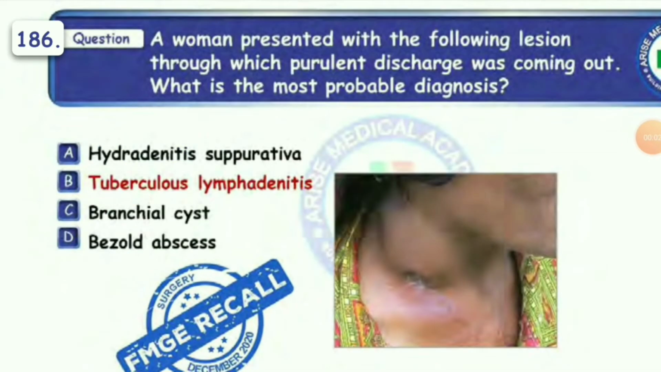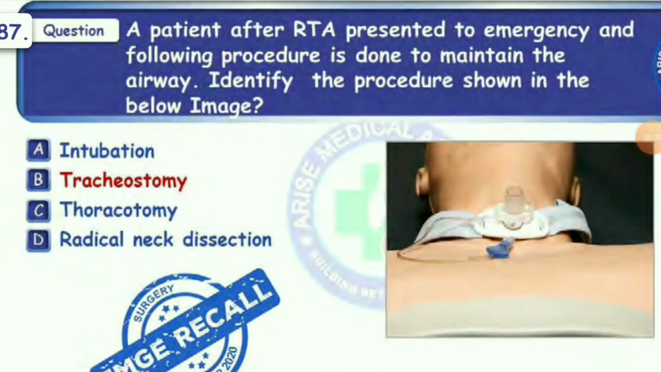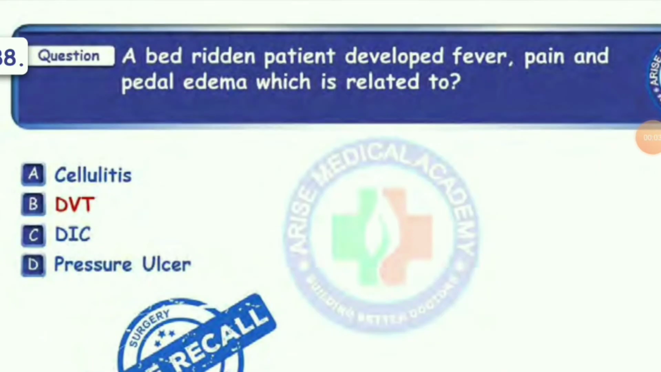Next question, a woman presented with the following lesions through which purulent discharge was coming out. What is the most probable diagnosis? The answer is tuberculous lymphadenitis. Next question, a patient after RTA presented to the emergency and the following procedure is done to maintain the airway. Identify the procedure shown in the image. The answer is tracheostomy. Next question, a bedridden patient developed fever, pain and pedal edema, which is related to. The answer is DVT, deep vein thrombosis.